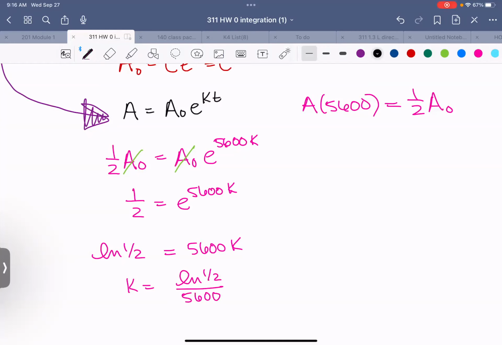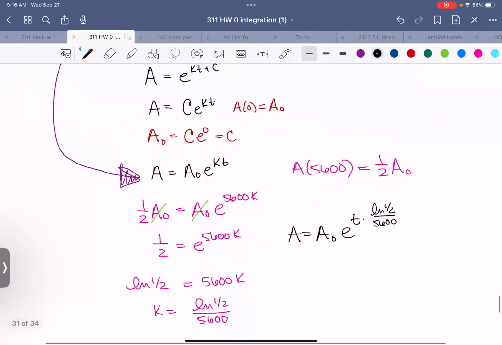So the model that we're working from then is that A is equal to A naught e to the t times that ln 1/2 over 5600. So that's how we use the half-life to set up our problems. From here, we've got to go back and read and see what they want.